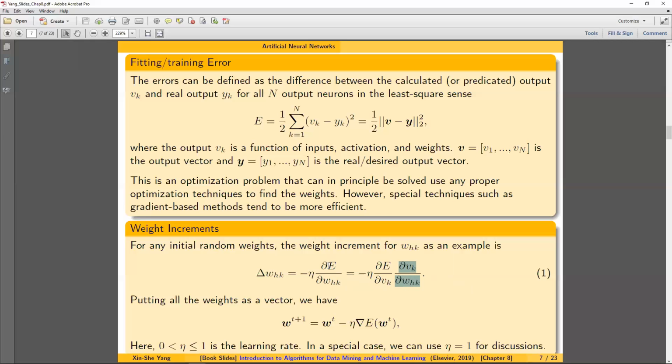So the partial derivative of the error term in terms of WHK becomes the partial derivative of the error term in terms of VK, times that of VK in terms of WHK. And now, once you have this, you can always update your weight W, and continue to run until the model converges.